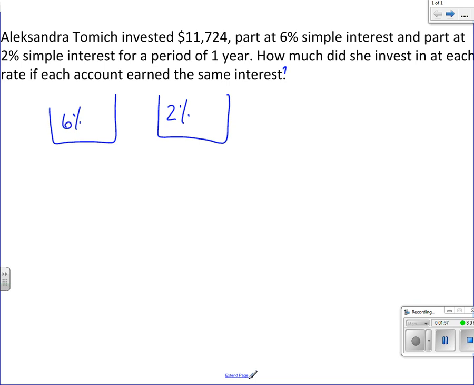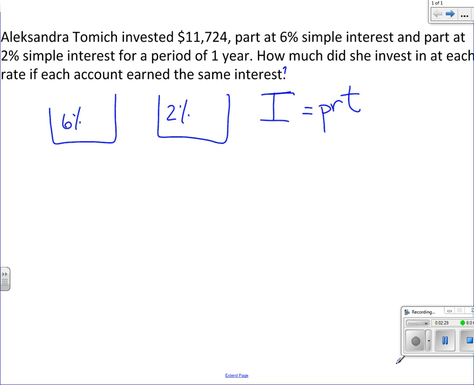Okay, so one way to attack this is through using a table. Since we're talking about simple interest, it would be good to look at that formula again. Our interest is calculated by taking the principal, that's what P is, the amount that you put into the account, the interest rate, and the amount of time. T is in years, so R is going to be the annual interest rate.